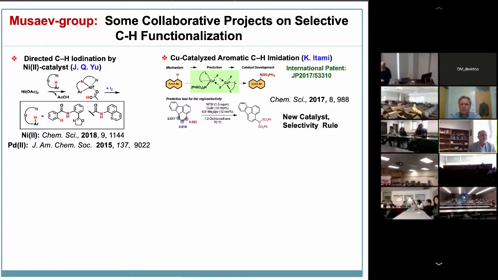Collaboration with Kenichiro Itami's group led us to predict a new copper-based catalyst, as well as a predictive regioselectivity rule for copper-catalyzed aromatic CH amidation.